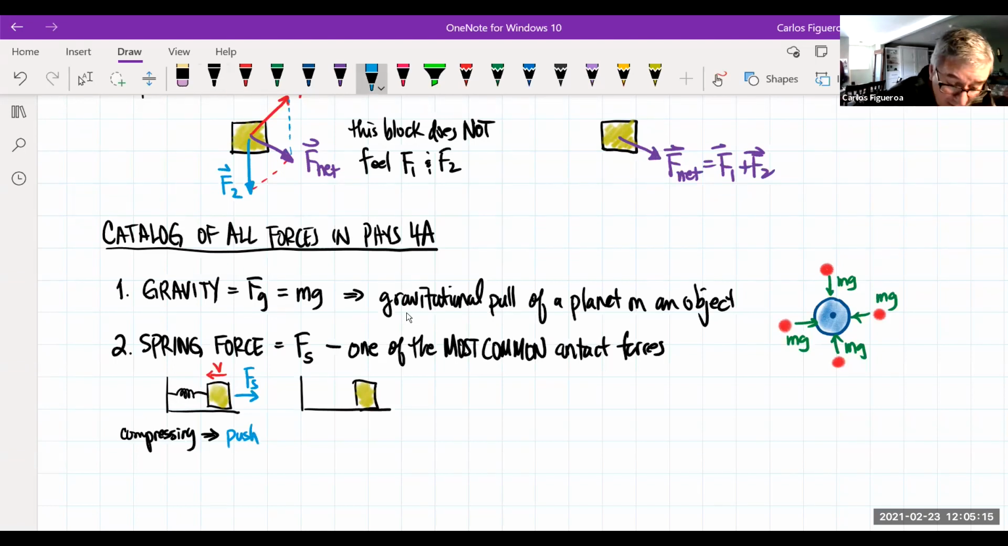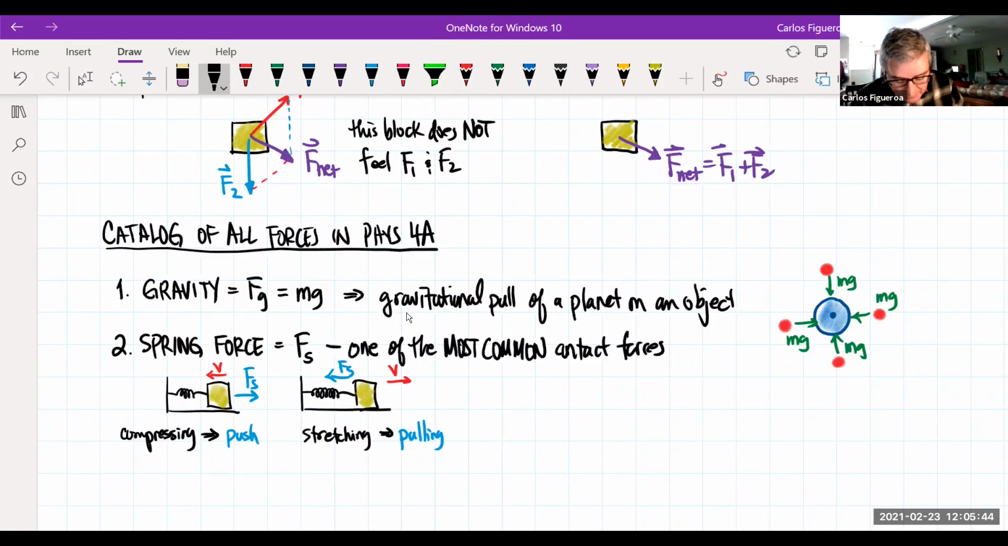On the other hand, you could imagine that I have a spring like this, where the motion is now in this direction. So I'm stretching out the spring. So in this case, you're stretching the spring. So what's the spring going to do? It's going to pull backwards. So in this case, there's a pulling this time.